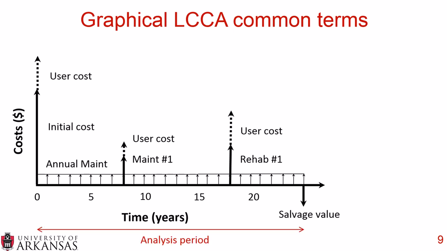And when you determine that salvage value, that determines your analysis period. So it looks like this is a 25-year analysis period. It includes 25 years of annual maintenance, it includes 1 scheduled maintenance, and it includes 1 scheduled rehabilitation. And all of those have agency cost, which is represented by the initial cost, maintenance 1, rehab 1, and annual maintenance. And it has some sort of user cost, which is the dashed lines.